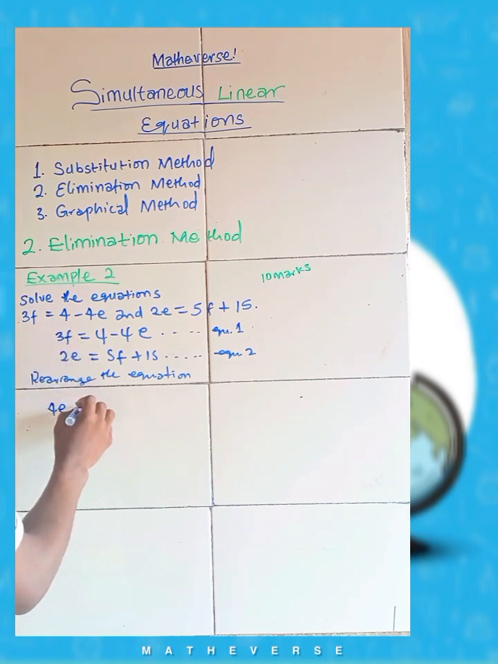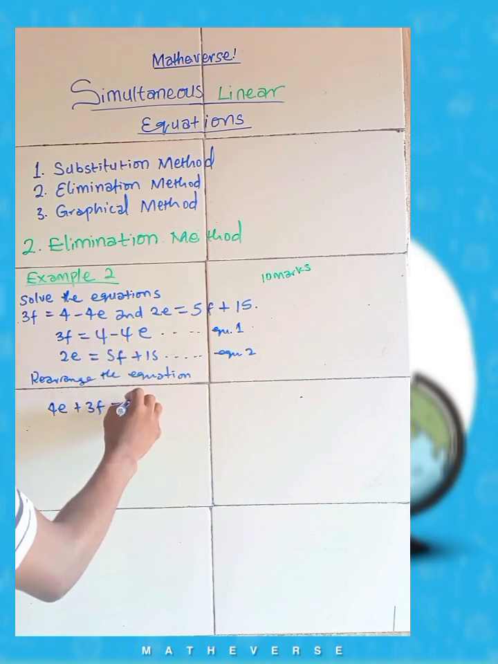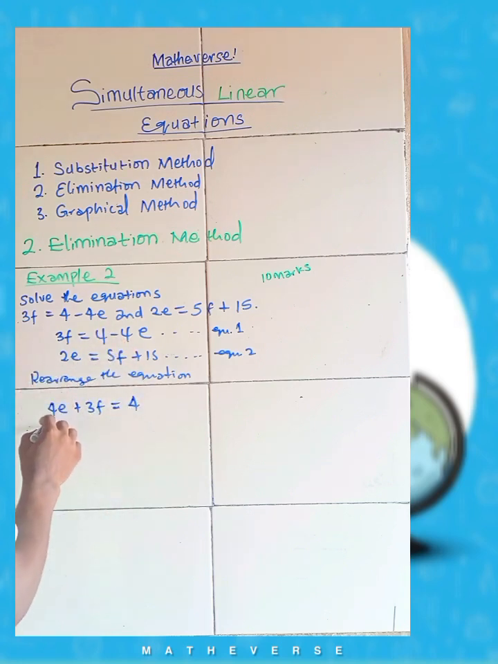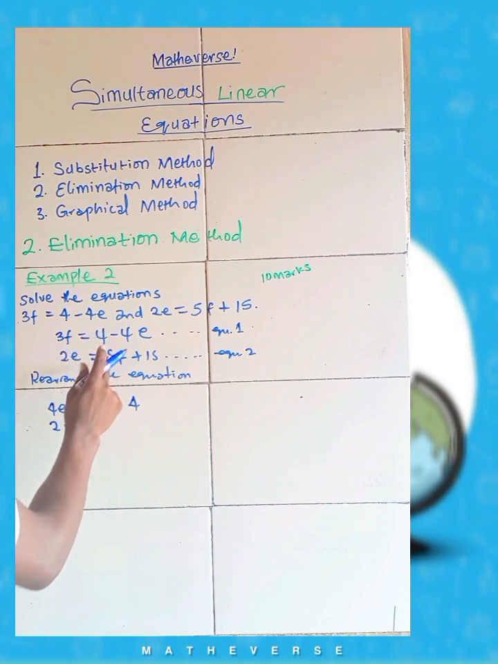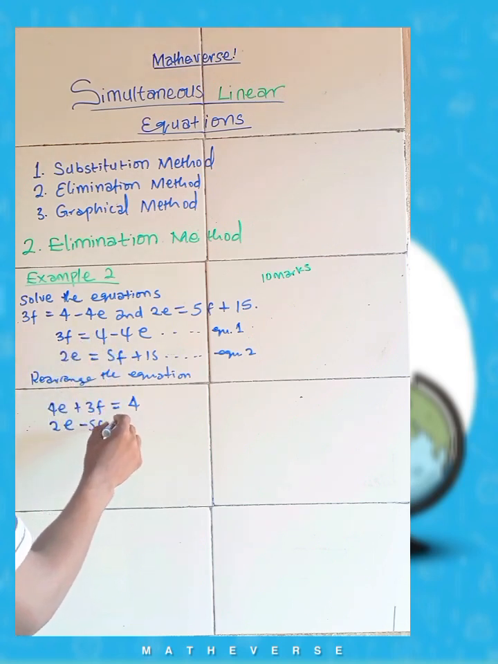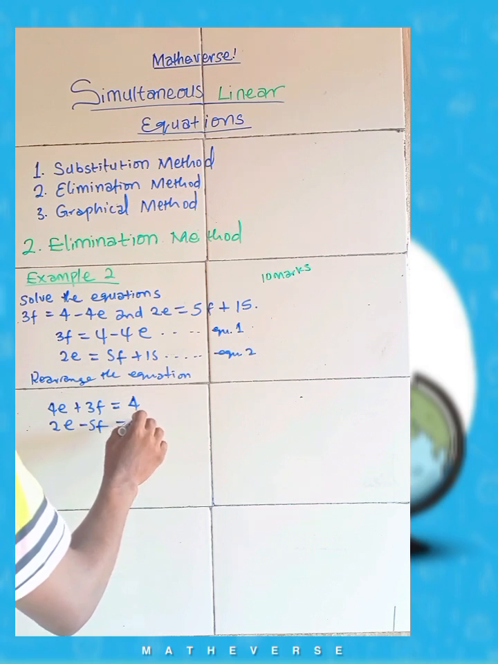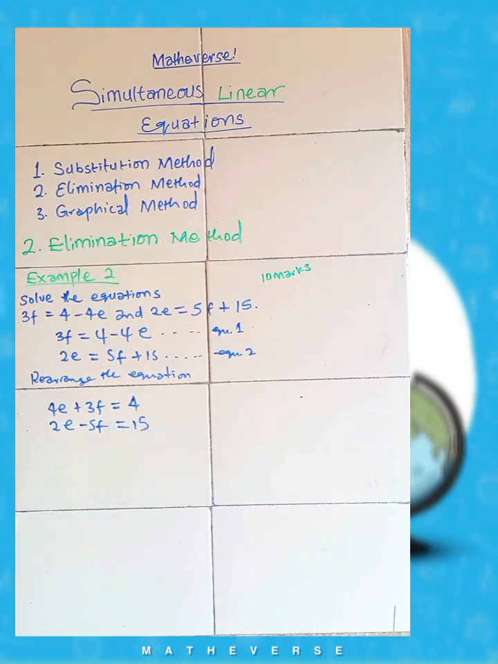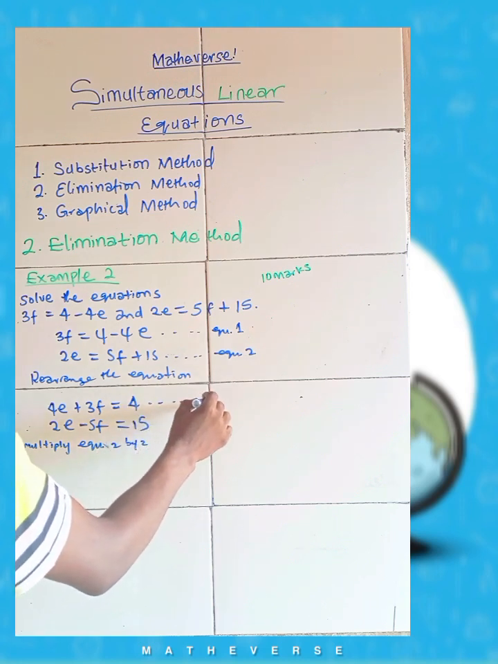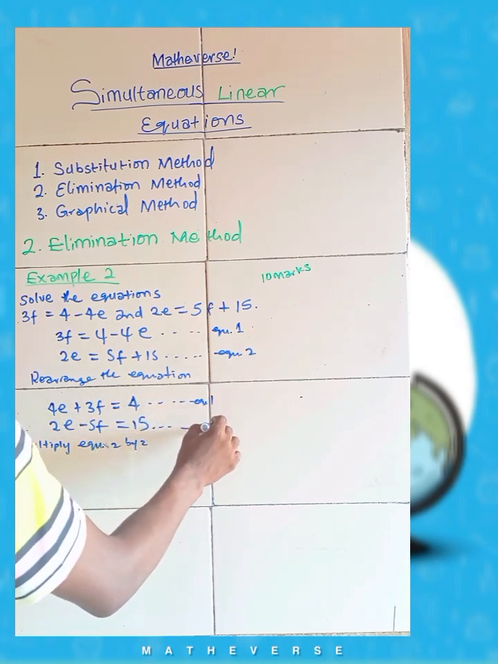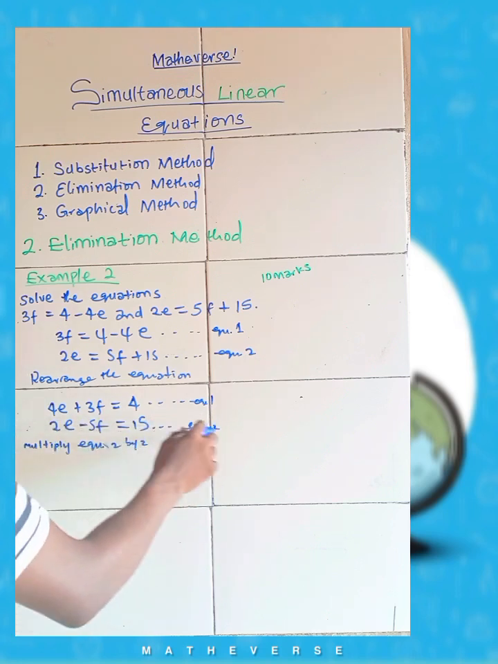Then positive 3f remains, equals positive 4. Good. 2e remains here, 2e. When we bring 5f here, positive, it becomes negative. Negative 5f equals what? Positive 15. So now we can easily manipulate 2e to look like 4e by multiplying it by what? 2. Good. So we multiply equation 2 by 2. This is equation 1. This is equation 2. So we multiply equation 2 by 2.